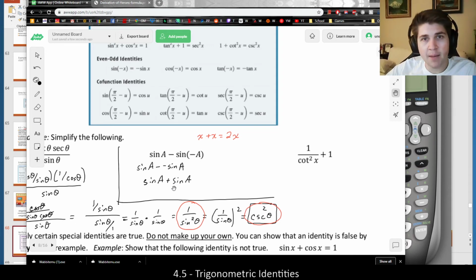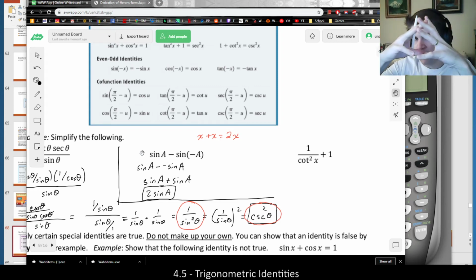And sometimes this might not be obvious, but if we think about it, sine of A, we don't know A, so we don't know what it is. But if I want to add exactly the same thing, sine A plus itself, well, that's going to make two of those things, 2 sine A. That's not a trigonometric identity, that's just a basic algebraic identity. But what we end up with is a simpler expression, and we're kind of trying to combine all of these into one if we can.